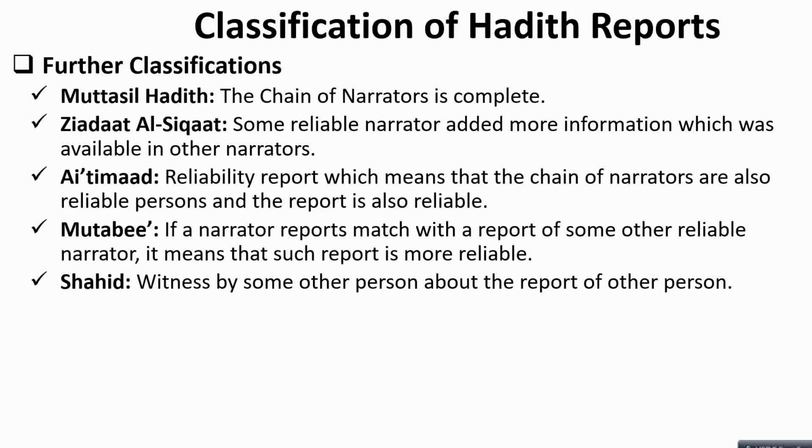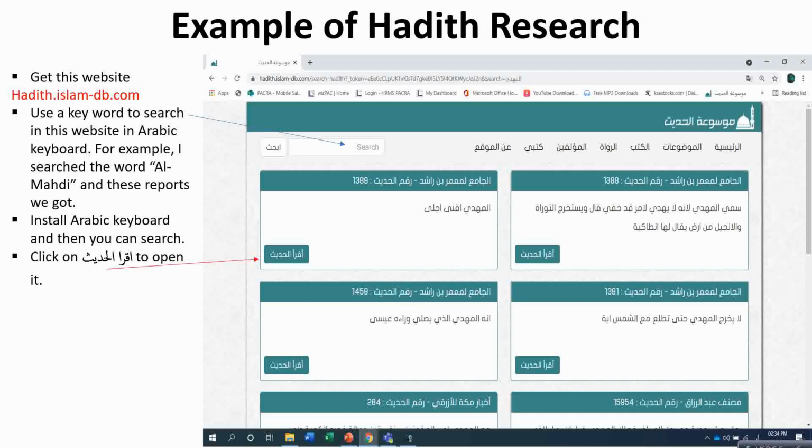So how can you get it? I can share this website, hadith.islam-db.com. You just have to open it, and then in the search you search in Arabic for some important word or sentence. Then you will find a lot of reports in which the same word is used. Iqra al-Hadith means if you click, it will open that hadith report.